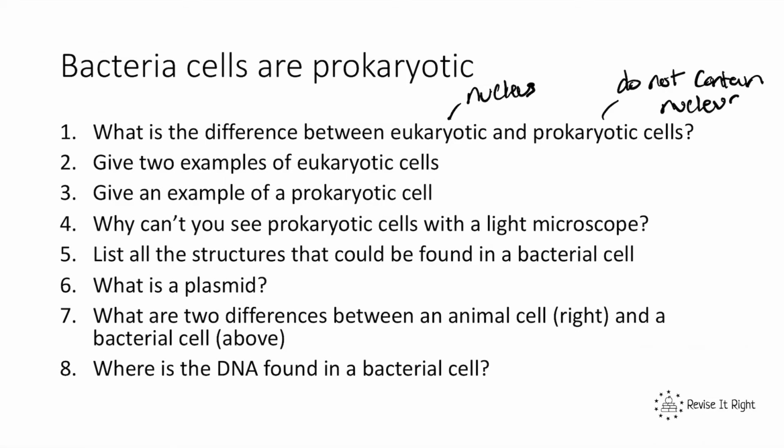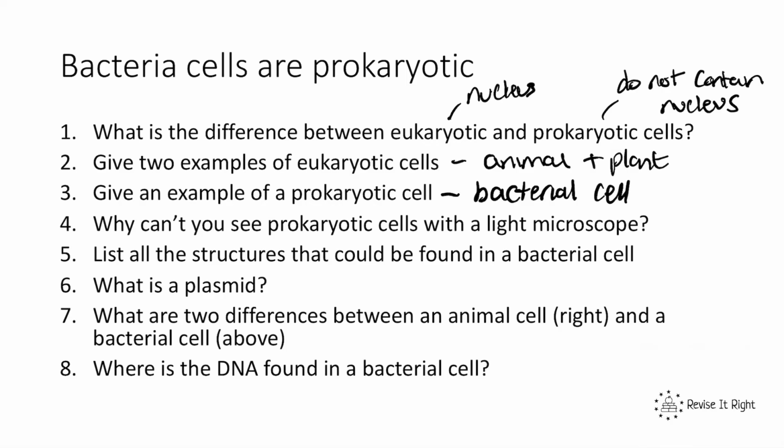Question 2, give 2 examples of eukaryotic cells. Well, we've looked at 2 examples. We've looked at the animal and we've looked at the plant cell. So they're 2 examples of eukaryotic. Give an example of a prokaryotic cell. Well, we just looked at an example of a prokaryotic, and that is a bacterial cell, a bacteria.